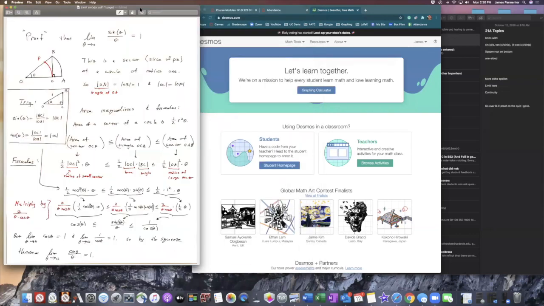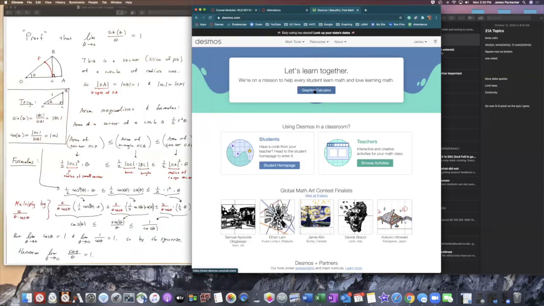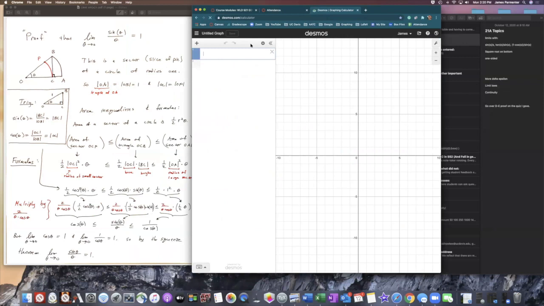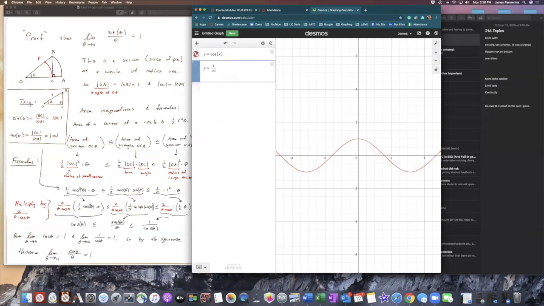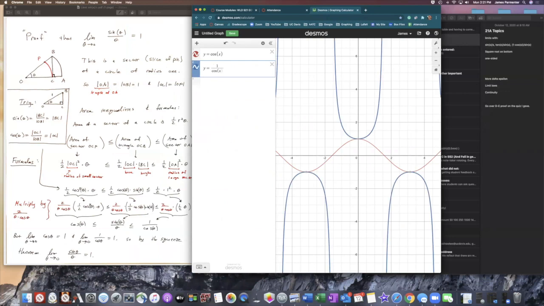So yeah, Desmos, get to work. So if we want to look at just cosine versus 1 over cosine, here is y equals, I'm going to use x even though we use theta there, it doesn't really matter. Right. And then here is 1 over cosine. And we can definitely see that if there's something in between the red and the blue thing, as we get closer and closer to 0, it's going to get squeezed to 1.